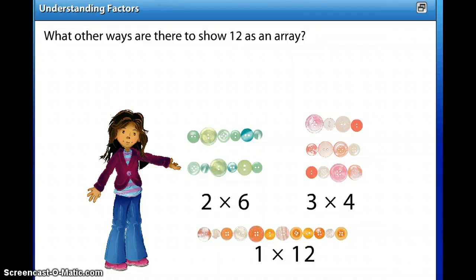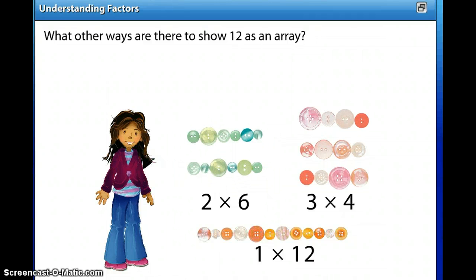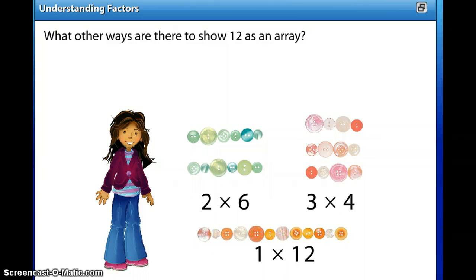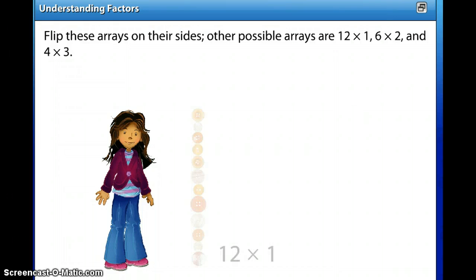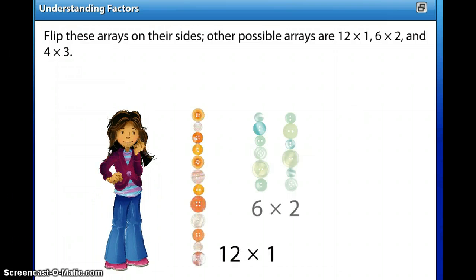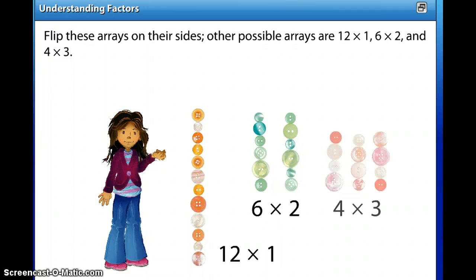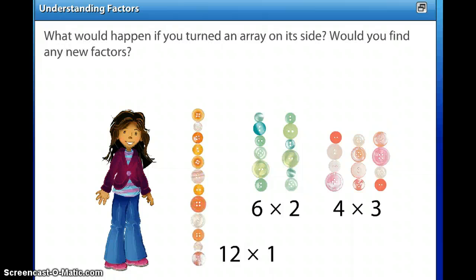What other ways are there to show 12 as an array? Flip these arrays on their sides. Other possible arrays are 12 times 1, 6 times 2, and 4 times 3. Does that change the factors? No. Right, the factors remain the same.